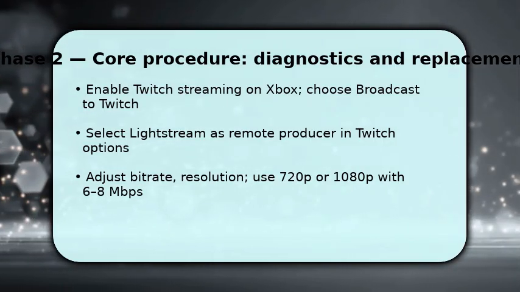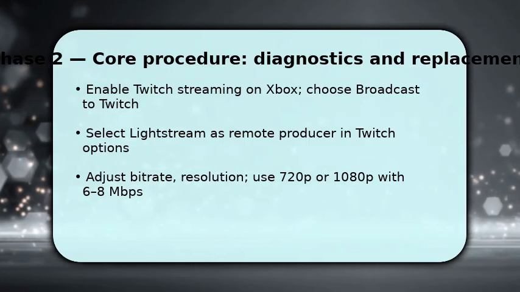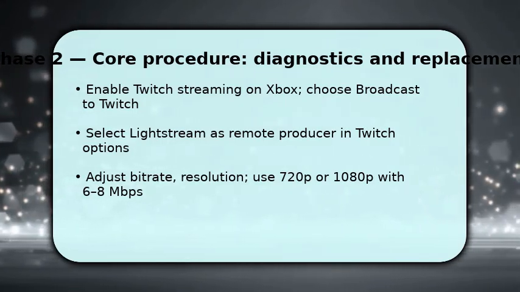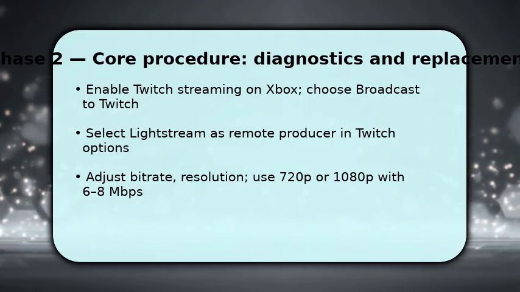Adjust your bitrate and resolution for stability. 720p or 1080p are common. Target 6.8 Mbps for 1080p. Monitor the Lightstream preview to confirm overlays align with Xbox UI.